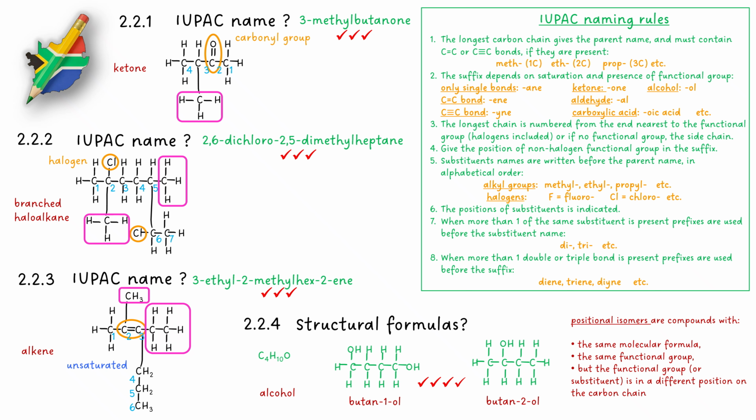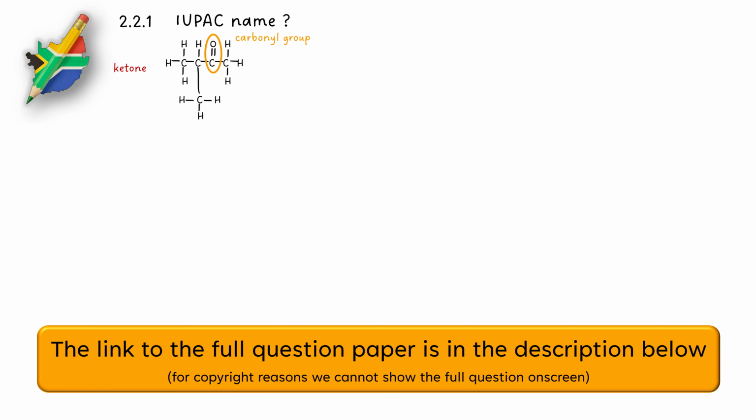Here we are asked to find the IUPAC name of each of the three compounds and to draw some structural formulas related to compound D. Compound A is a ketone because it has a carbonyl group.